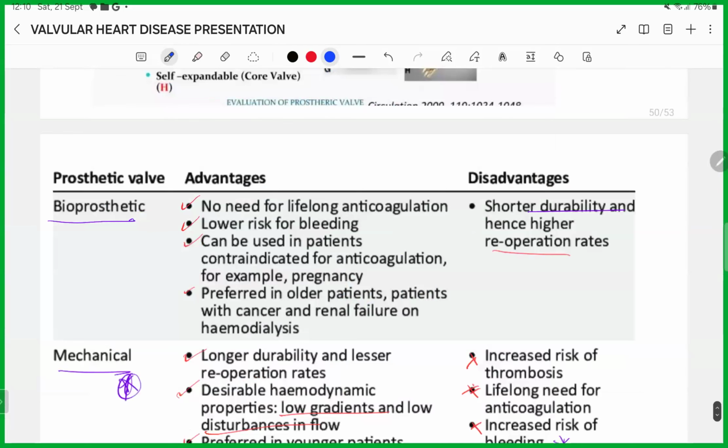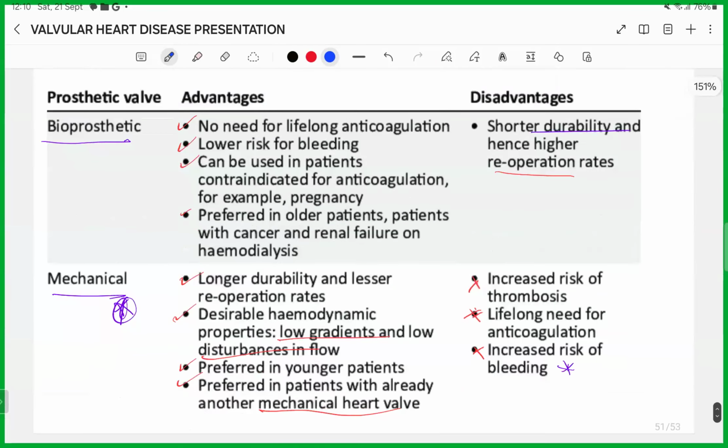So for prosthetic valves which are biologic, bioprosthetic valves, the advantage is that you don't need coagulation for life. There's lower risk of bleeding since you're not on anticoagulation. And you can use them in patients with comorbidities such as cancer, renal failure, etc. But then the issue is that because they are biologic, they get attacked by the immune system really fast. So you need to keep reoperating and replacing the valve after a shorter duration of time.